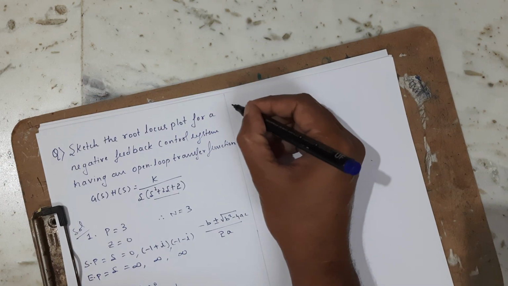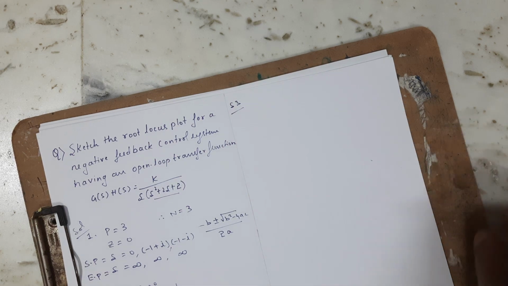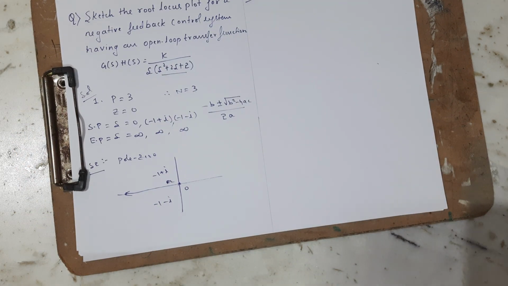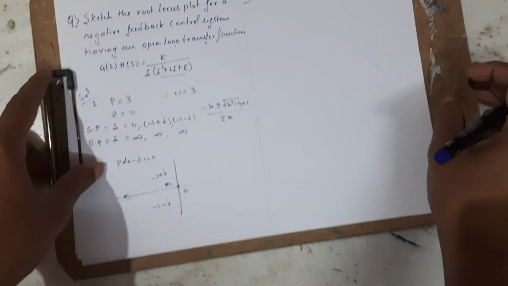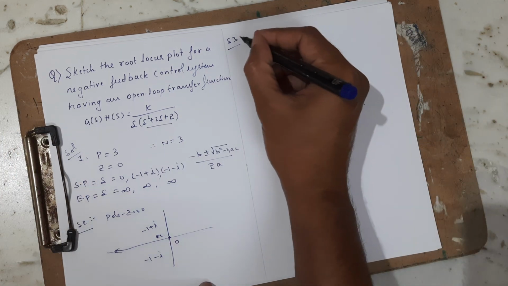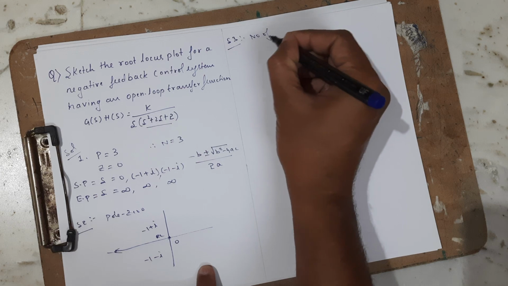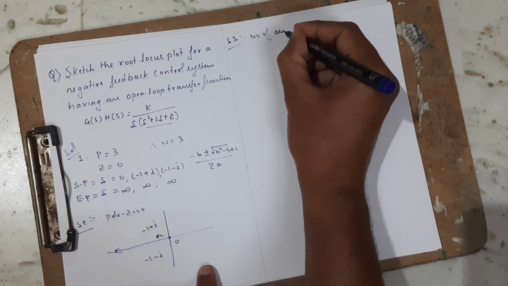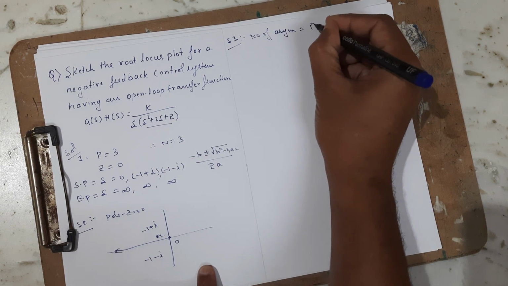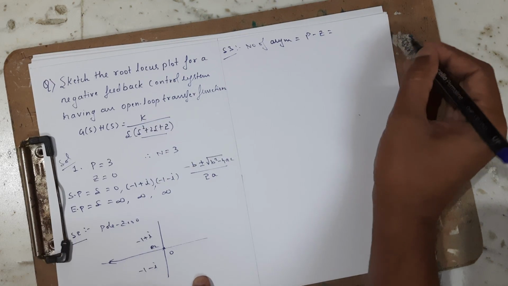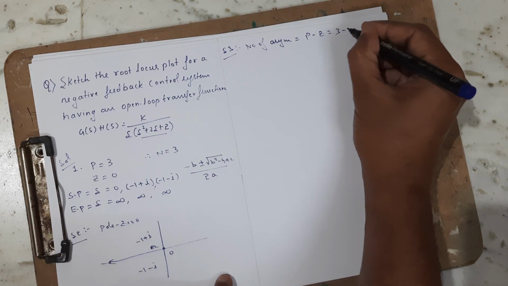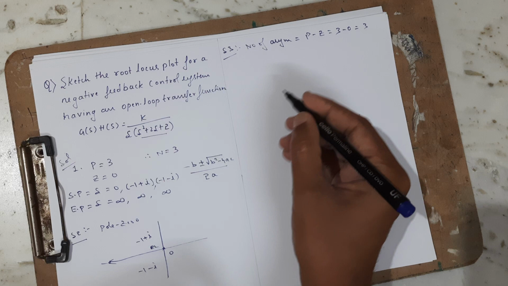So next, step number 3, that is to find out the asymptotes. What is the number of asymptotes? It is equal to P minus Z, that is 3 minus 0, which is equal to 3.